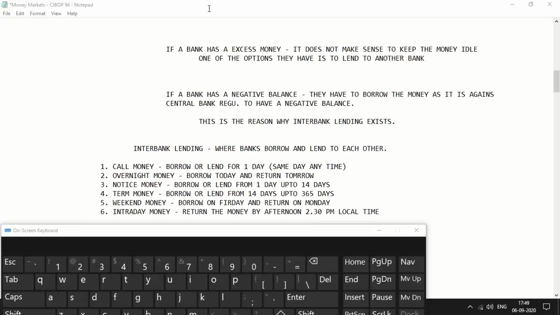Sir, if some bank borrows money, let's say, at 10 a.m. in the morning and returns that by 12 noon, then it will come under intraday money or call money? No, see, the idea with call money is that it can be called back by the issuer or the lender at any time. Okay, but when we talk about intraday money, it specifically has to be returned by 2:30. So to answer your question, that would fall under call money. Okay, thank you, sir.